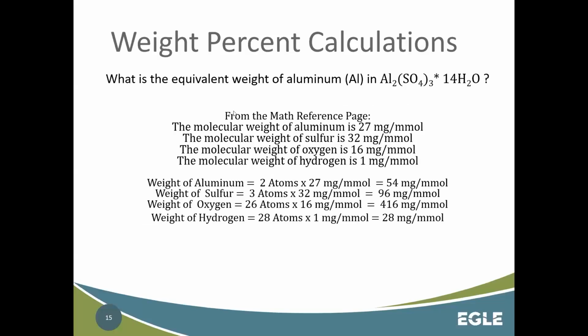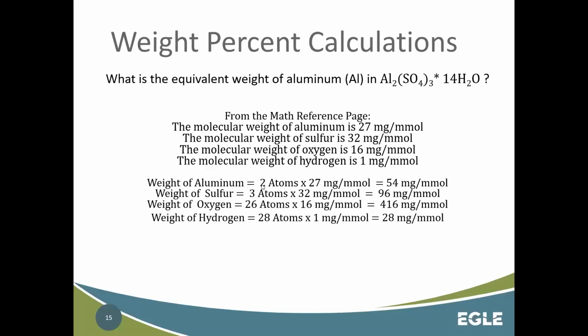Okay, so we don't have to memorize this stuff. We're not going to flip back to our reference page, but we have it available there. And so the molecular weight of aluminum is 27, sulfur is 32, oxygen is 16, and hydrogen is 1. Now we're going to take the expansion that we did and how we figured out how many of each element we have in our formula.